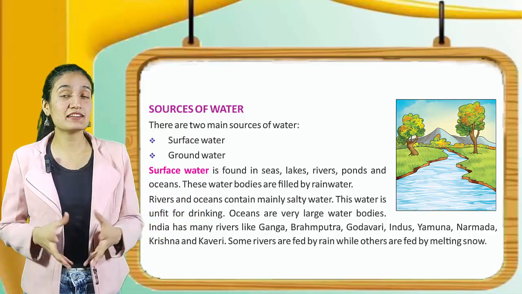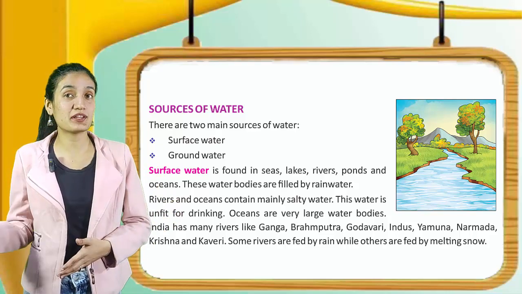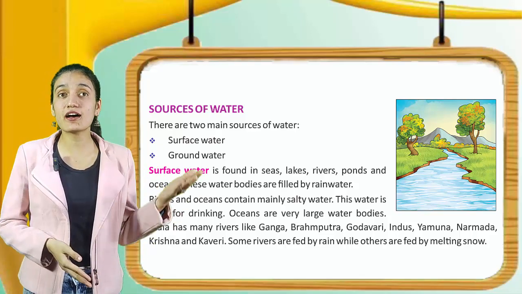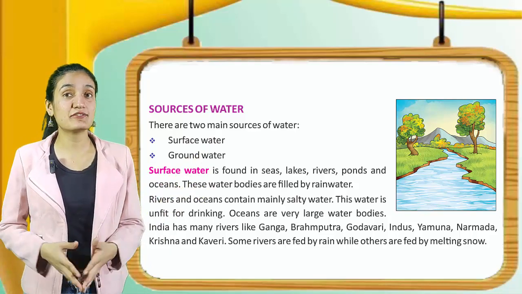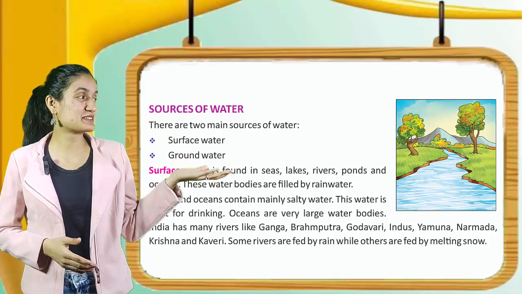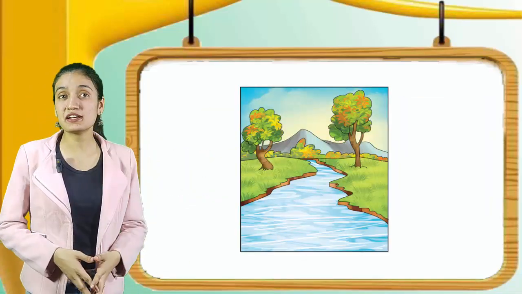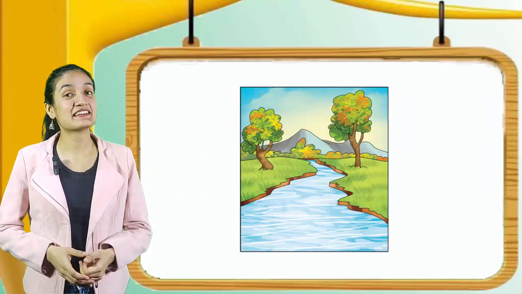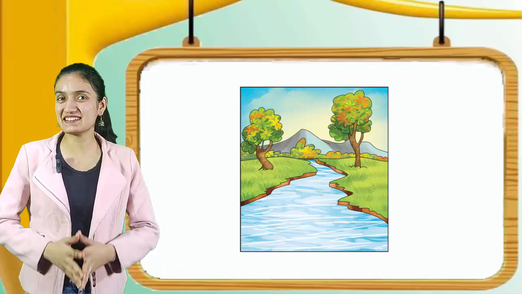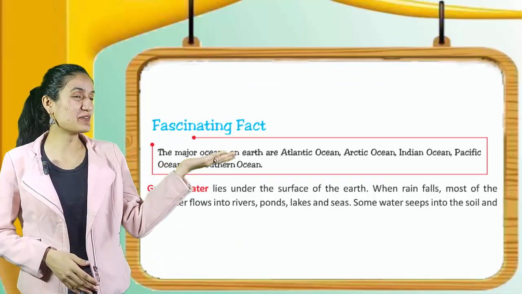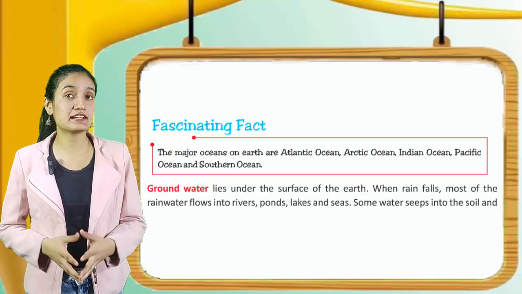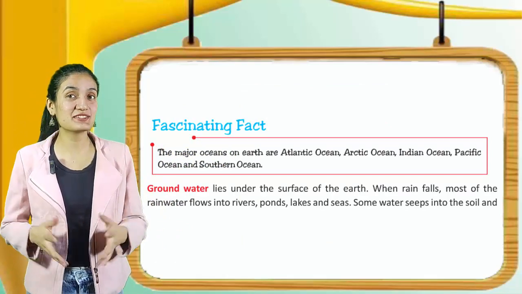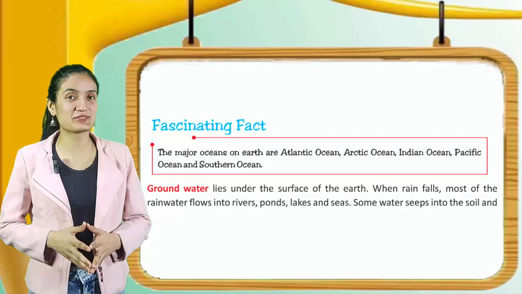India has many rivers like Ganga, Brahmaputra, Godavari, Indus, Yamuna, Narmada, Krishna and Kaveri. Some rivers are fed by rain while others are fed by melting snow. You can see a lake. Students, have you ever visited a lake? Is that beautiful? Yes, it must be. Now let's see the fascinating fact. The major oceans on earth are Atlantic Ocean, Arctic Ocean, Indian Ocean, Pacific Ocean and Southern Ocean.